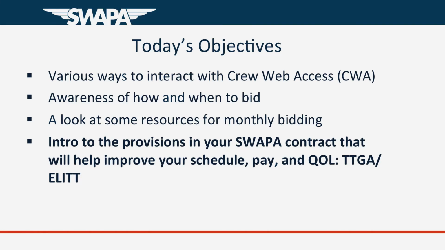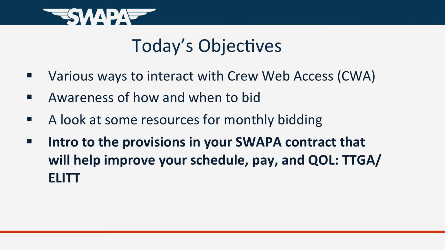Let's get to it. Today we will guide you through a few key areas. A review of the different ways to access Crew Web Access, also known as CWA. This is your portal into everything schedule related that you will need to access at Southwest Airlines. A very quick look at how to access EBS, the company-provided electronic bidding system, and how to enter a monthly line bid and a standing line bid. We will acquaint you with some other third-party apps that you might find helpful. And most importantly, we will introduce you to some very important tools available in CWA to help adjust your schedule, like Trip Trade Giveaway and ELIT, or Enhanced Line Improvement Trip Trade.